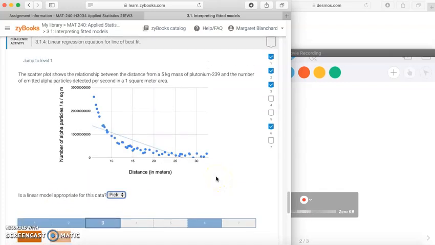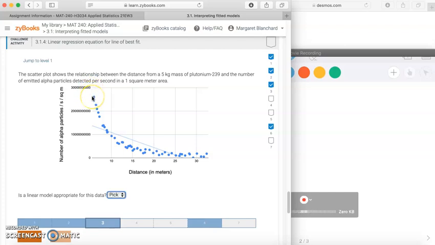The scatter plot shows a relationship between the distance from a 5 kilogram mass of plutonium-239 and the number of emitted alpha particles detected per second in a 1 square meter area. This is looking at radiation. So here we have distance from that plutonium, and then we have the number of alpha particles here. Obviously, these are gigantically hard numbers to read.